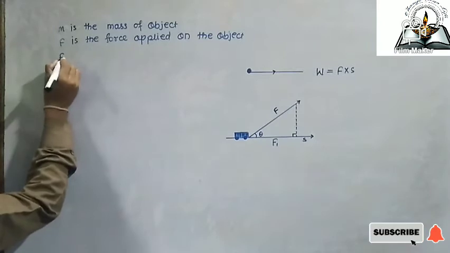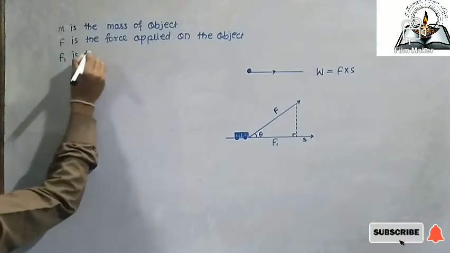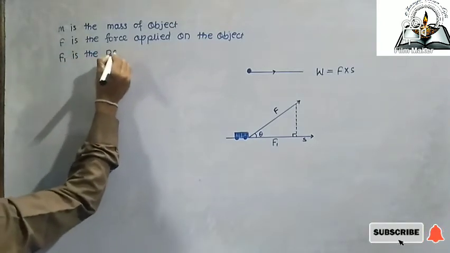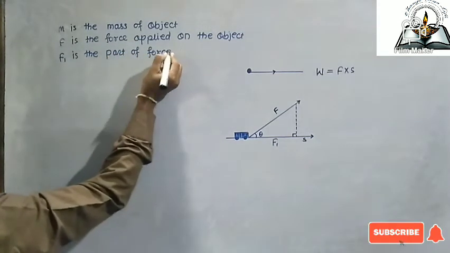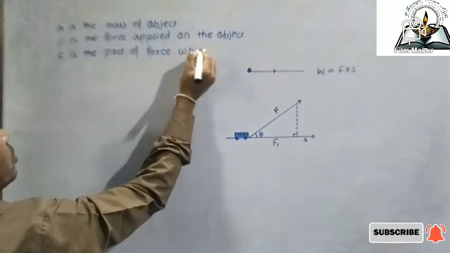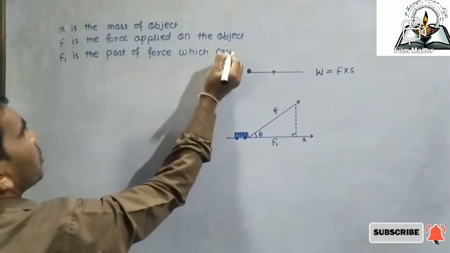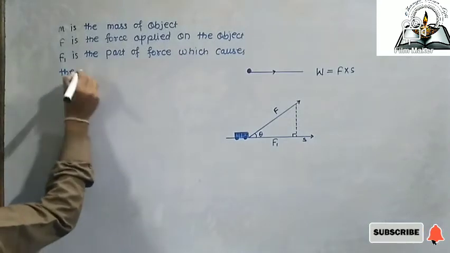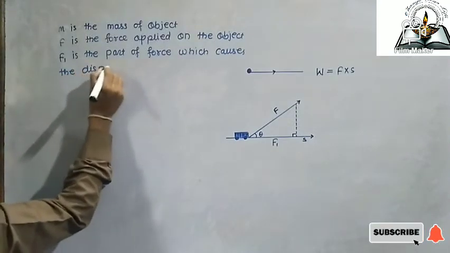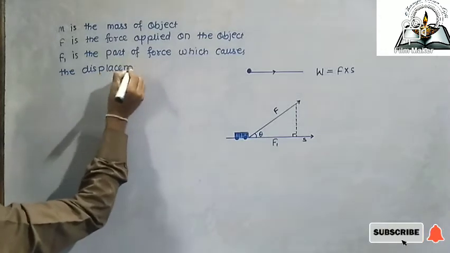And F1 is the part of the force which causes the displacement of the object.